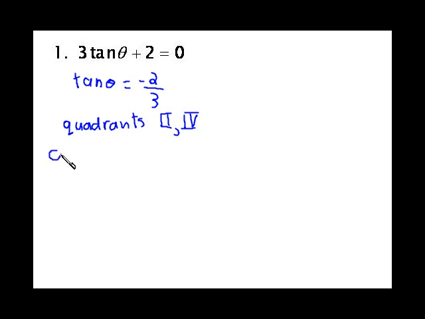So we have to be in the two other ones. And then we look for our reference angle. And because it's not a special angle, we will use our calculator. So all I do in rad mode is second tan. Second function always when you're looking for an angle, and then 2 divided by 3, close that bracket.